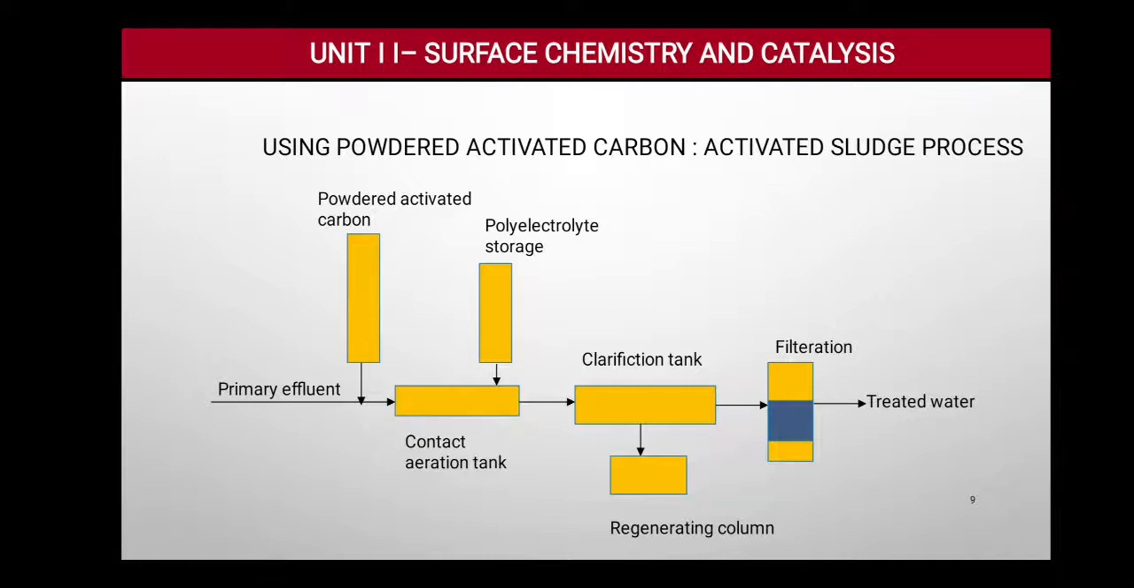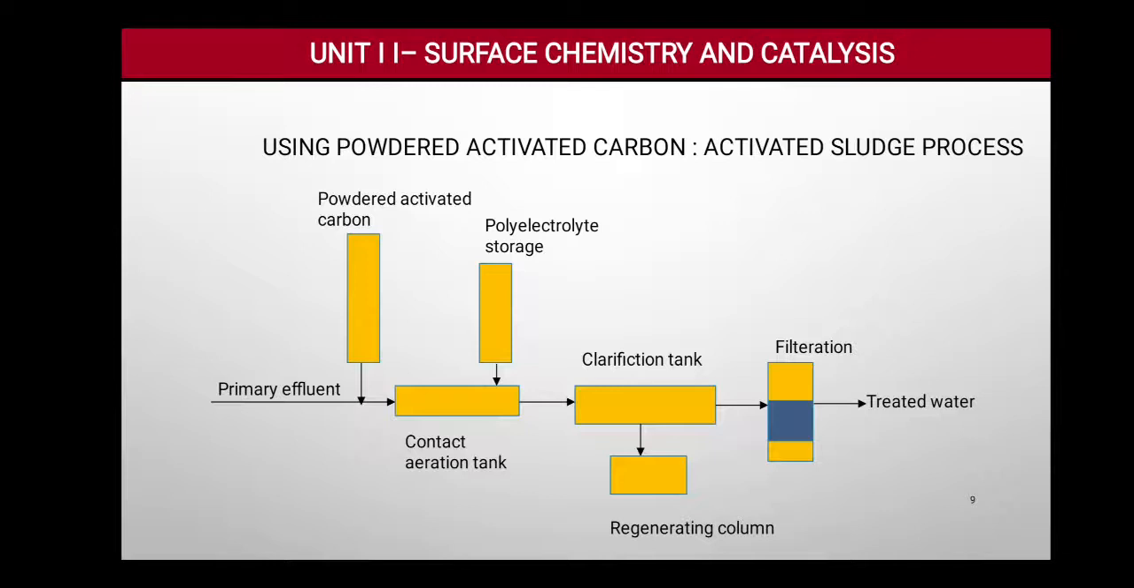Here the primary effluent is treated with powdered activated carbon. As the size of the powdered activated carbon is very small, it adsorbs all the minute particles in the wastewater. After that, the effluent passes through the aeration tank where it is settled for about 24 hours, and polyelectrolyte is added as a coagulating agent. The role of the coagulating agent is to coagulate the minute particles with the powdered activated carbon.